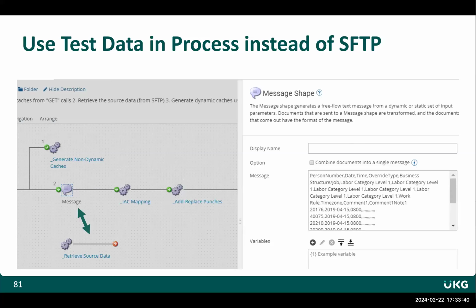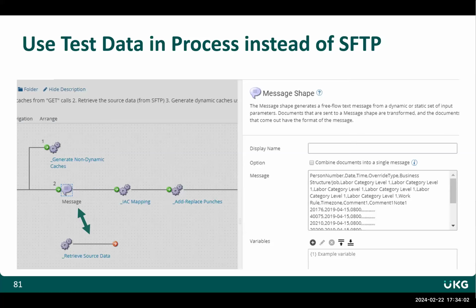I would rather bypass the retrieve source data subprocess with a message shape so that I can just copy and paste my test document into the message shape. And I don't have to put anything up on the SFTP account. In fact, I don't even have to call the SFTP account. I'm putting my file directly into the flow with this message shape.